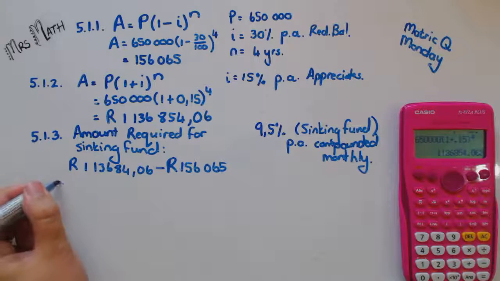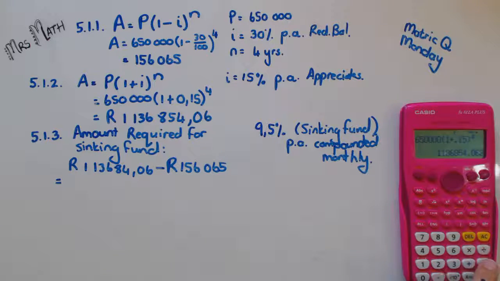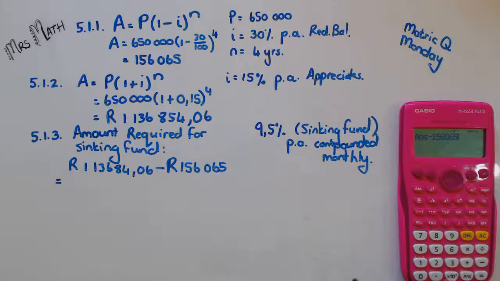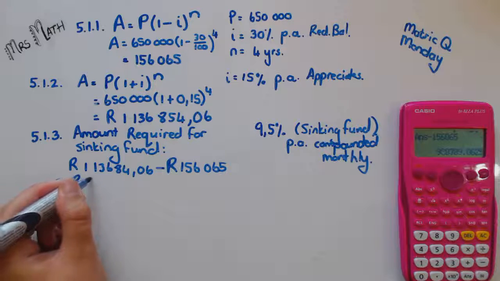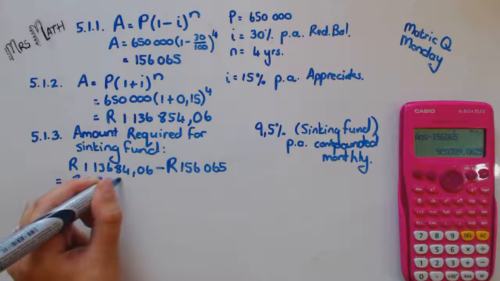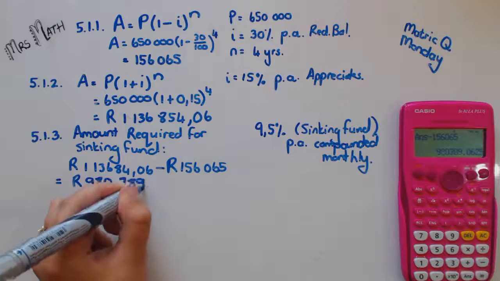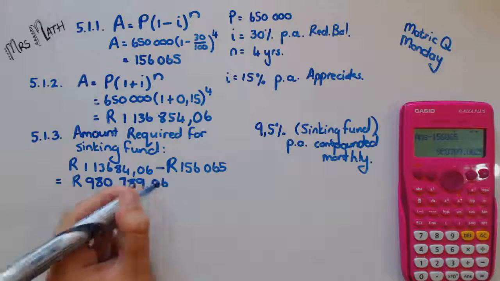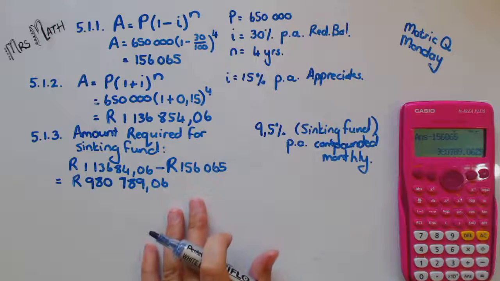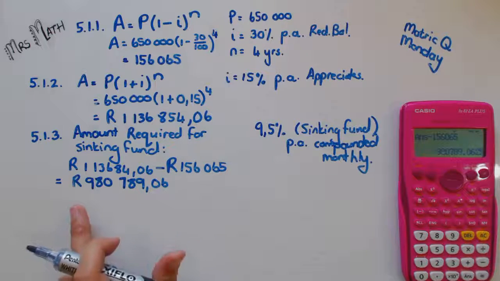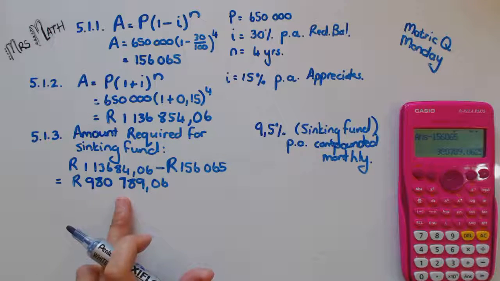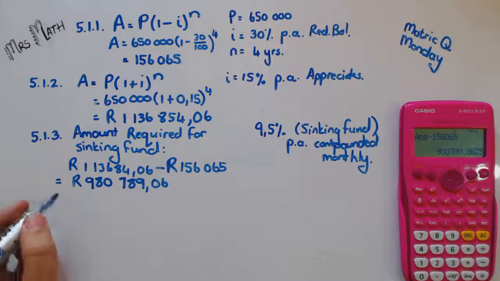So the amount that is short then, 156,065, is quite a lot. 98789,0625, and I can just round that off to 06. So this is how much it requires in the sinking fund over 4 years.